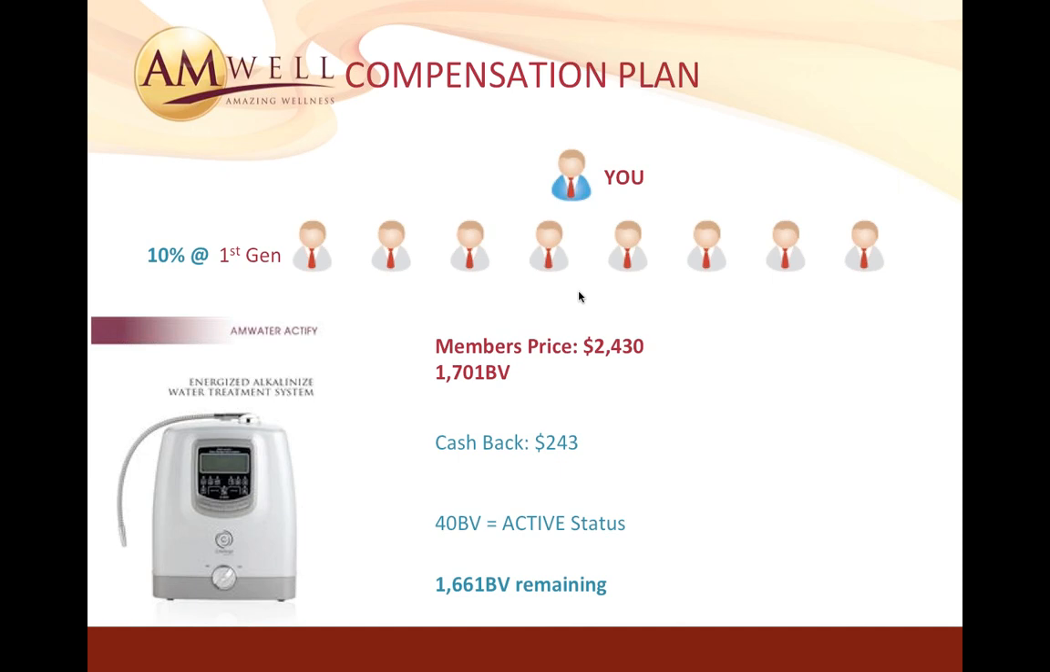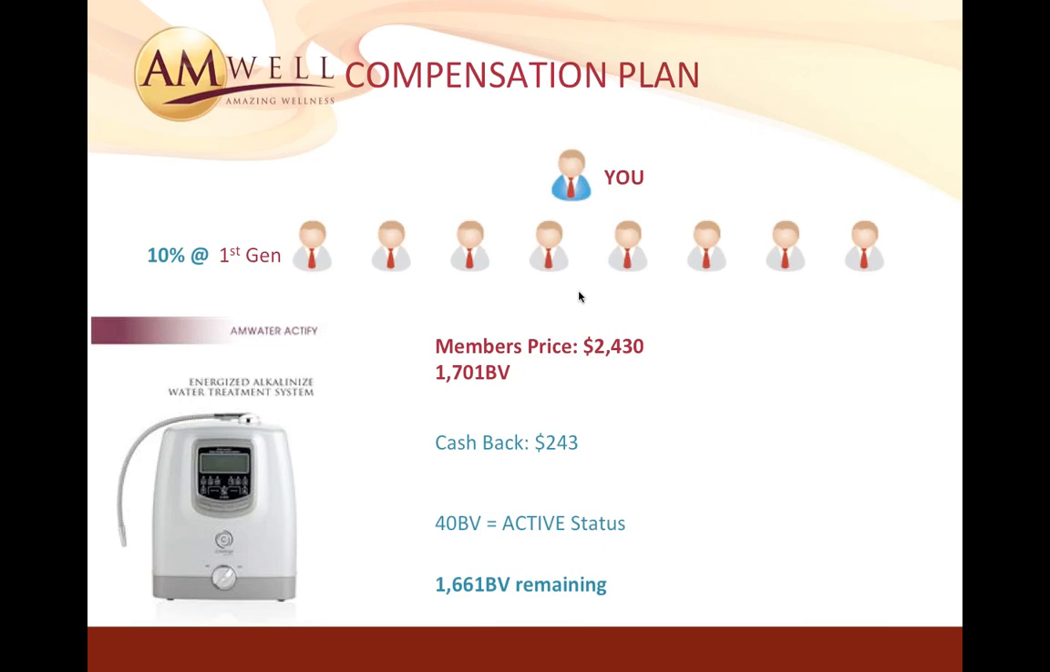So not only are you getting it at a discounted price from retail price, you also get cash back at $243. Now remember, there's 1,701 business volume, but only 40 of it is required to make you active. So we subtract that 40 to make you active, and you have 1,661 business volume remaining.